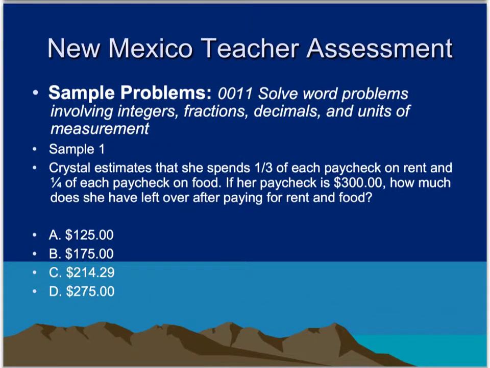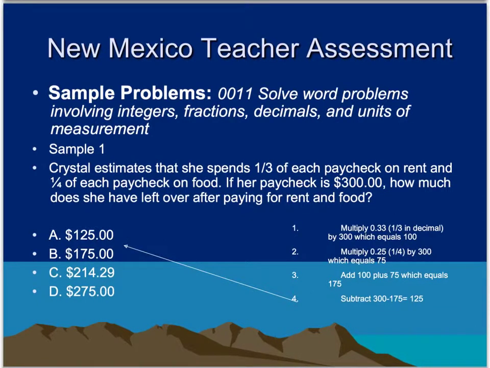The first problem, you need to solve problems involving integers, fractions, decimals, and units of measurement. Please take a moment to read the problem. To solve this problem, you need to convert 1/3 into a decimal, 0.33, and then multiply by 300, which equals 100. Then you convert 1/4 into a decimal, 0.25, and multiply by 300, which equals 75.